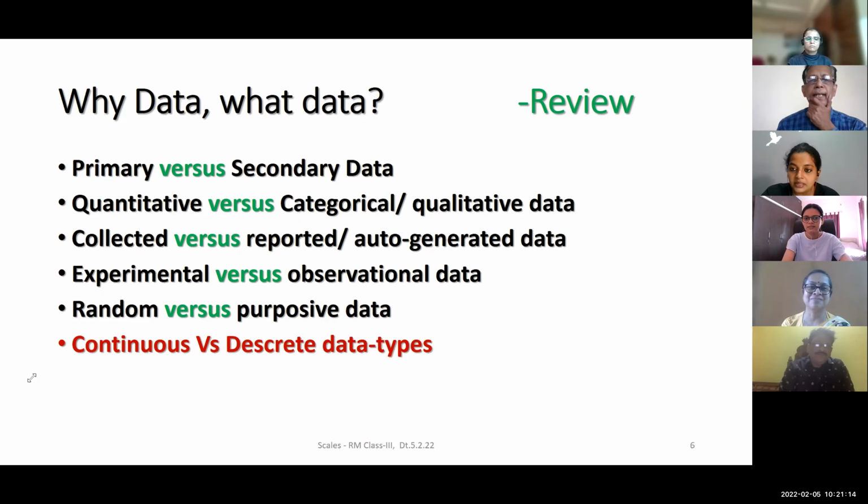So those are primary data. Neha, like you, I'm also suffering. I just recovered from COVID also. Okay, we need to attend also again.